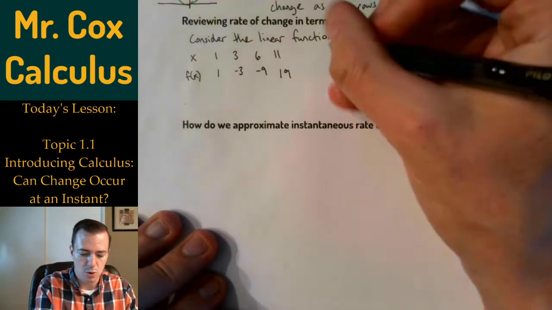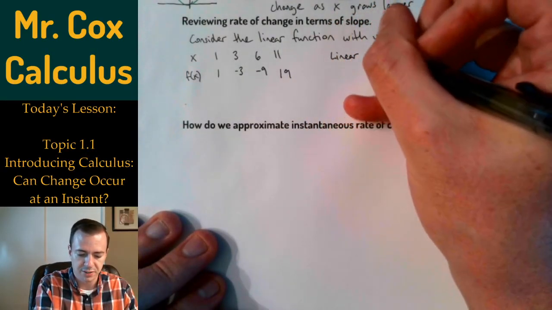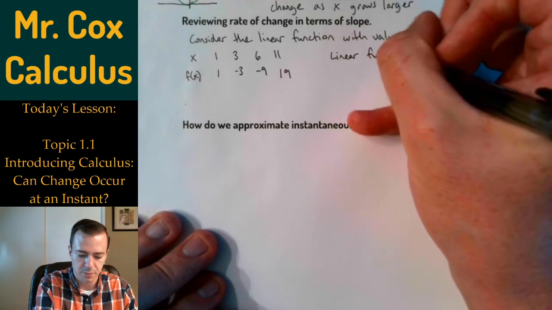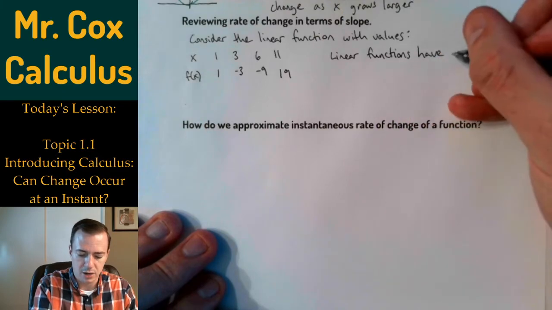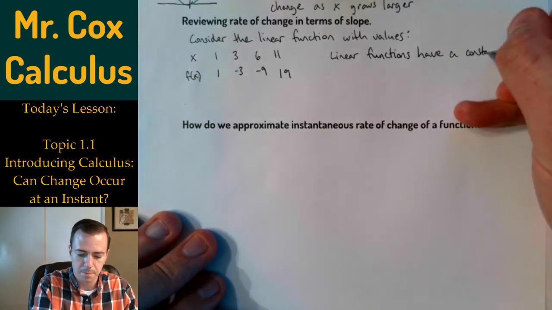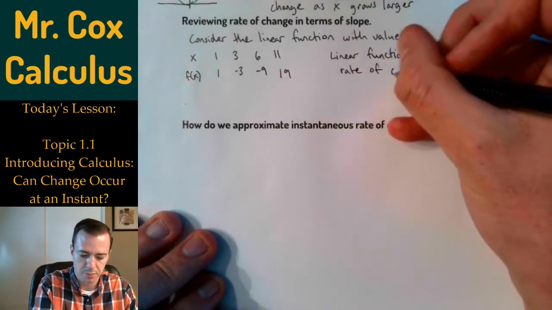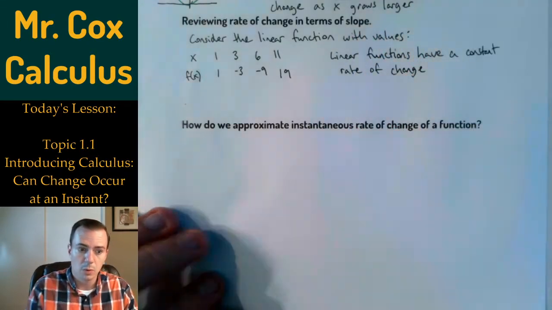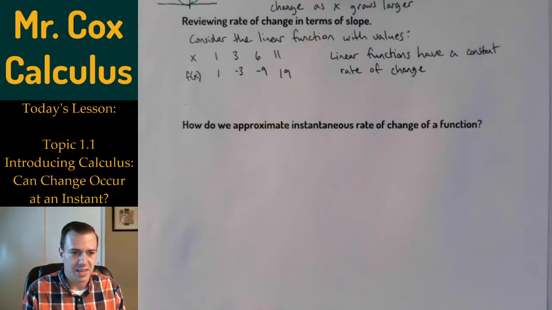Well, we already know, because we were told it's a linear function, that this linear function will have a constant rate of change, which you defined in algebra as slope. And so that's what we're going to do, is we're going to take this table of values and we're going to go find a slope.